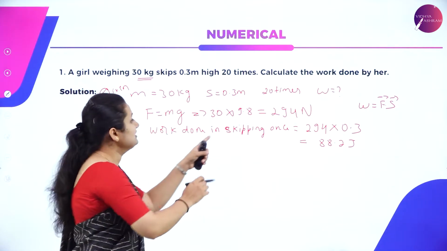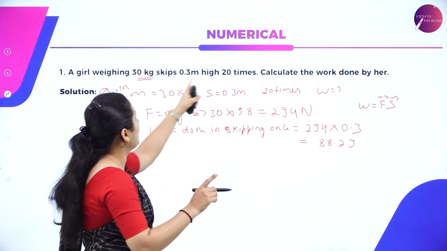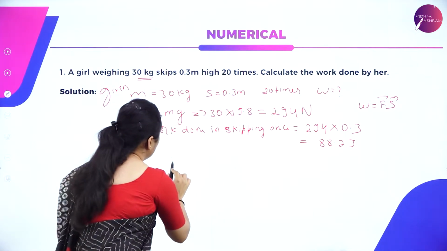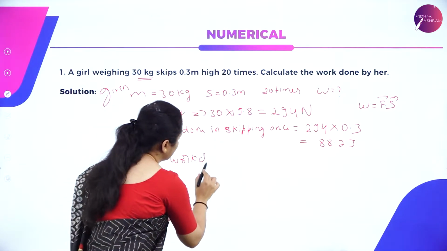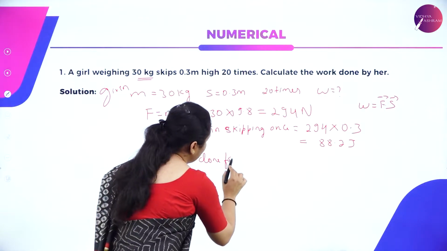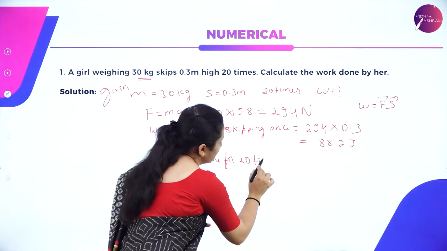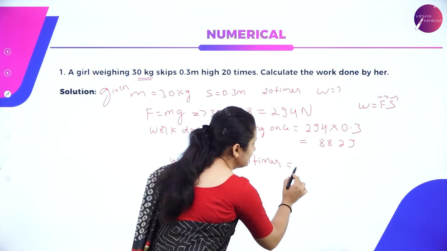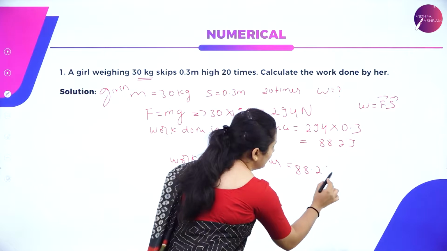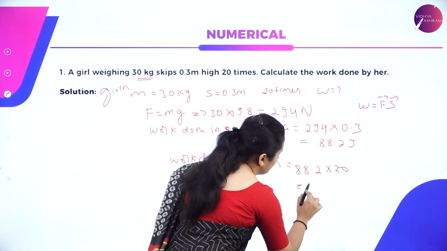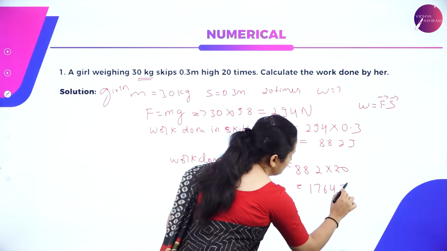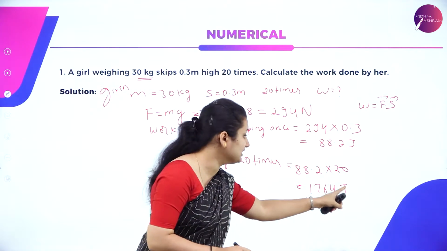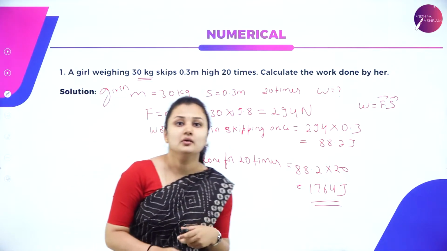Now work done in skipping once. She has skipped 20 times. So what is the work done in skipping for 20 times? Work done for 20 times is equal to, for once it is 88.2 into 20, it will give you 1764 joule. So this is the work done by her skipping for 20 times of height 0.3 meter.